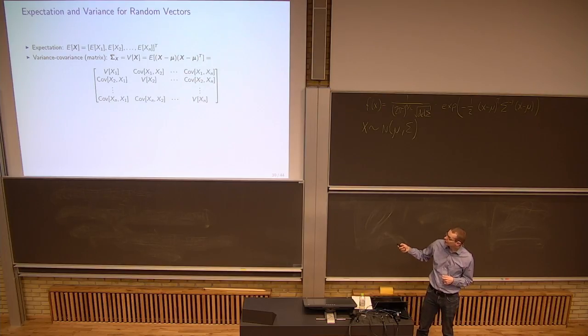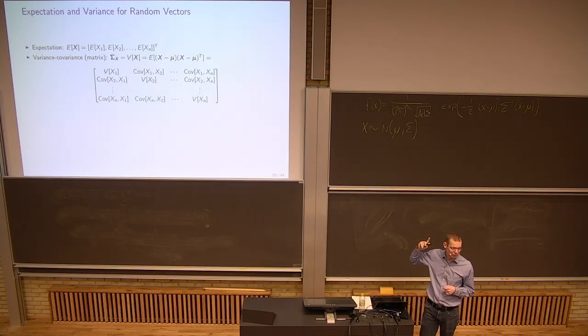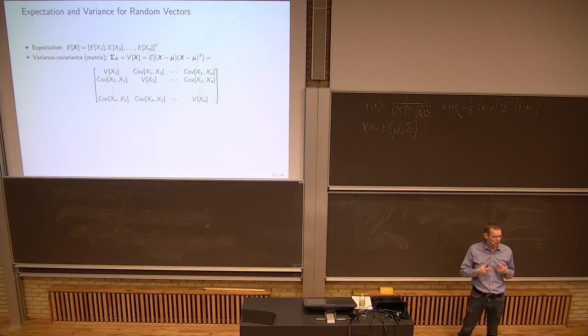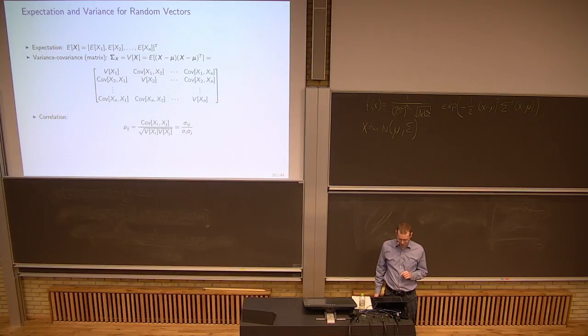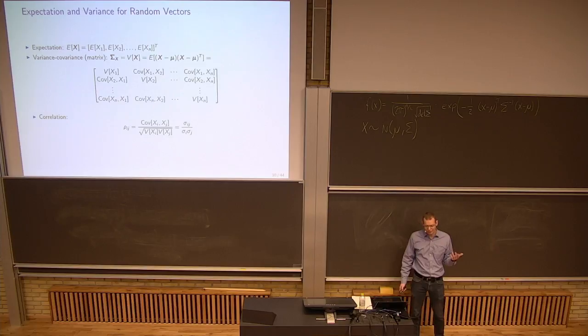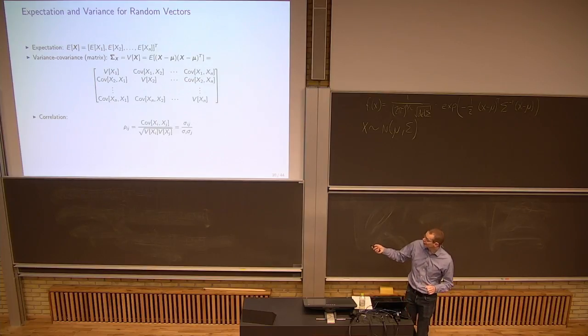And notice here the covariance of x2, x1, and the covariance of x1 and x2. They're equal. So in order to have a covariance matrix, it has to be symmetric. So that may become handy at some point. Correlation is, as always, the covariance divided by the square root of the product of the two variances. It's the same definition we have here.